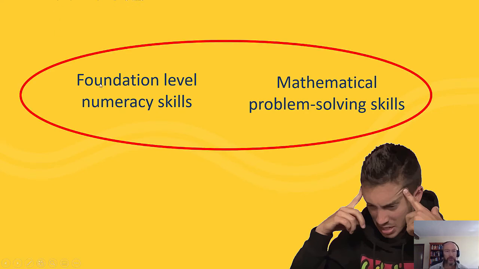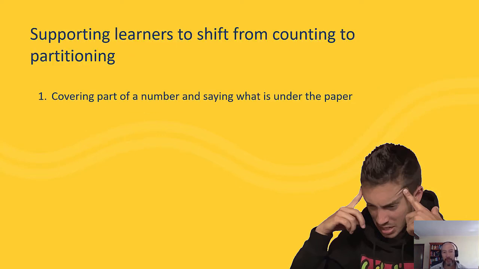Okay, so we want to develop foundation level numeracy skills and high level mathematical problem solving skills for those adult learners who are operating more at the lower levels of the learning progression. We want to train them to be great problem solvers, but also we want the content to be at a level where they can be successful and engaging productively in that. So here's what we're going to have a look at. We're going to have a look at how to support learners to shift from counting through to partitioning.